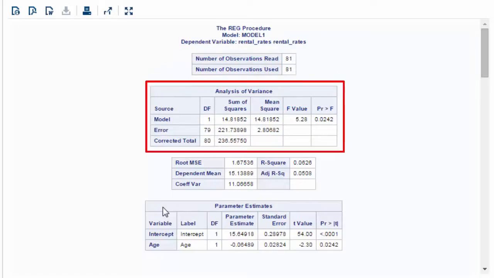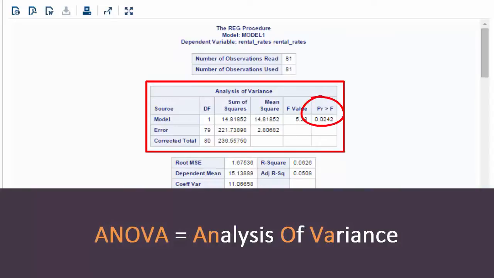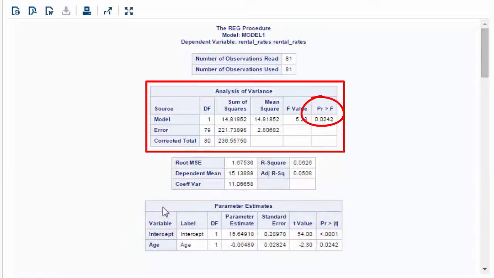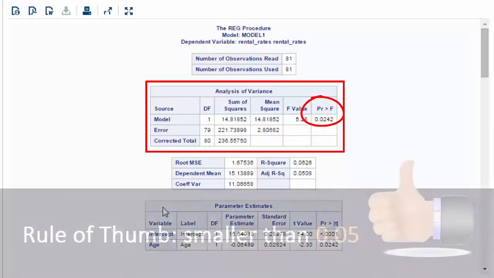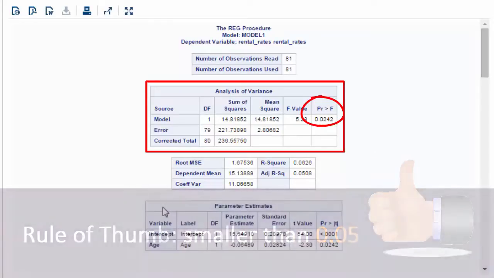Next one is the big guy. In the table named Analysis of Variance, also known as ANOVA, the last column here, this number represents how well this model is performing. It's called the p-value of this model. Basically, the smaller this number is, the better the model is doing. Here, it is 0.024, which means there is a 2.4% chance that this model will be wrong. Generally speaking, it's acceptable. Actually, a rule of thumb is as long as the chance is smaller than 5%, then this model is good to go.